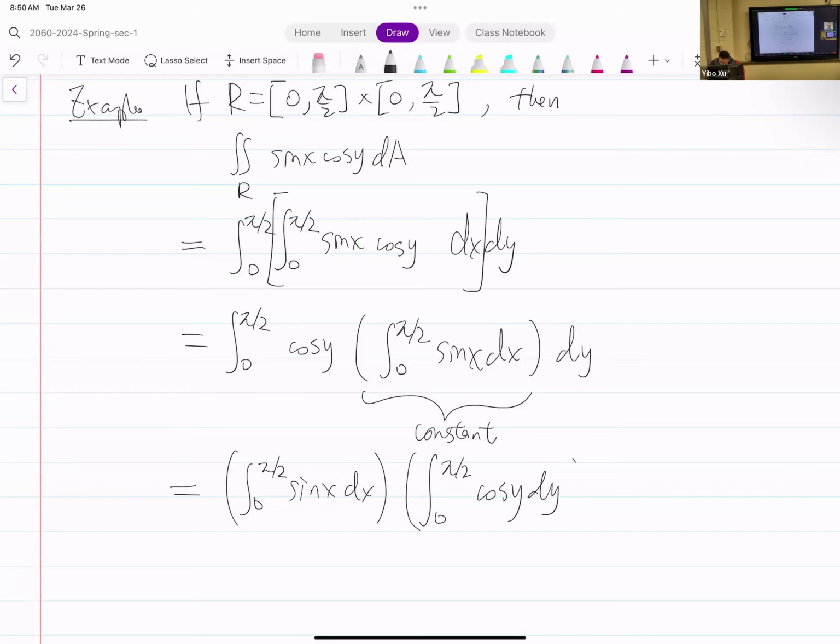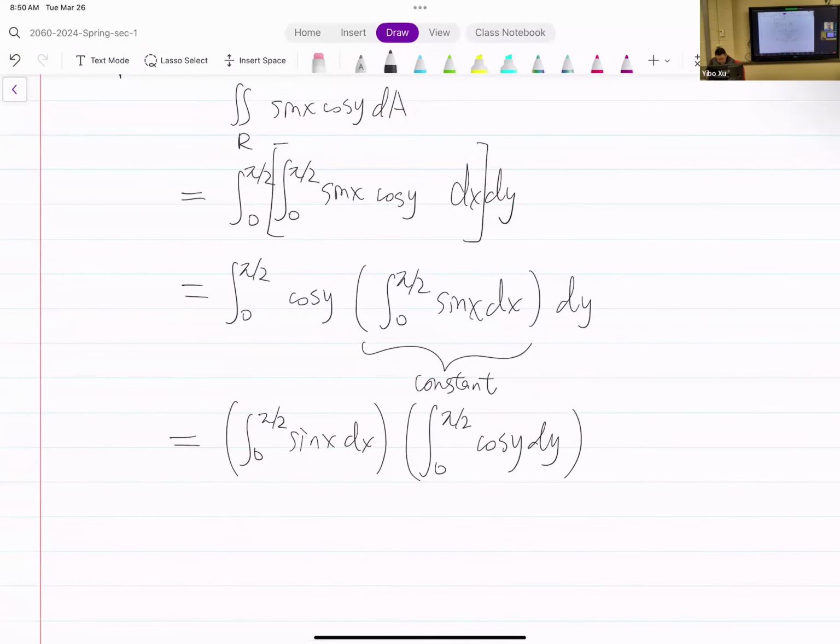The integrals of sine and cosine on the interval from 0 to pi over 2 are both 1. So eventually you get 1. Make sure to evaluate and verify that.